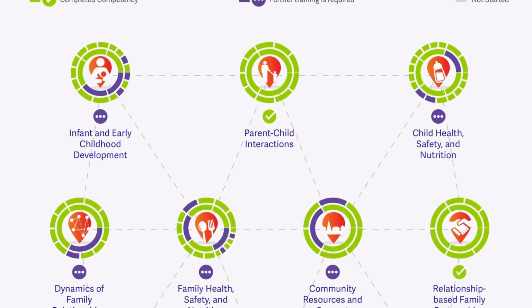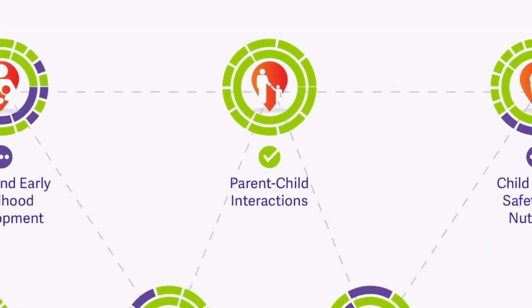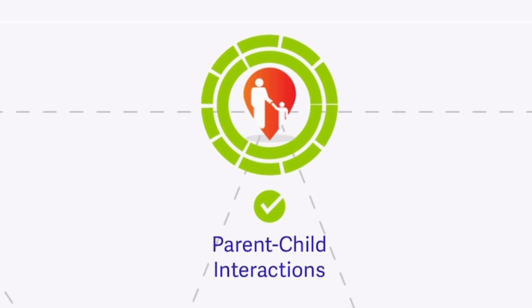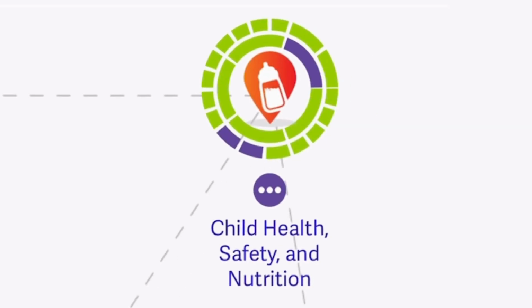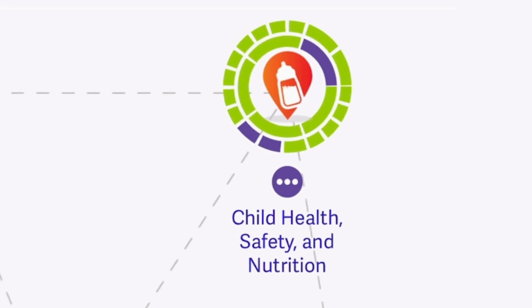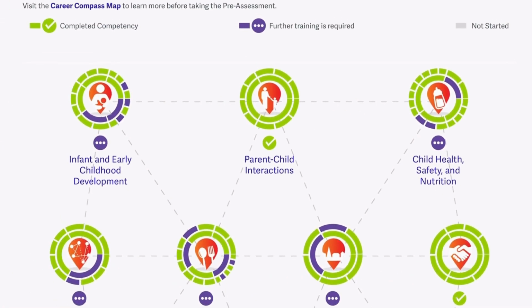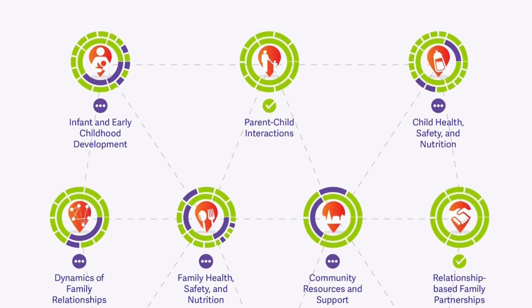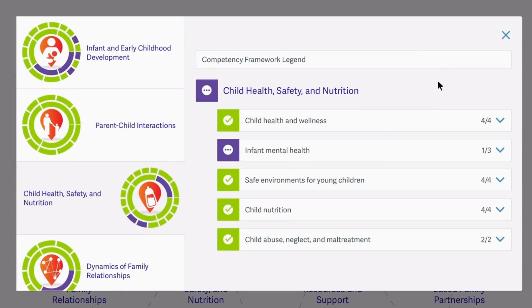Once you have completed all of the required competencies for a specific domain, the circle will appear entirely green with a check mark underneath it. Incomplete competencies will have a purple ellipses icon underneath it. You should refer to the Career Compass often throughout your training to check your progress. In addition to checking your progress across all of the domains, you can also click on the domain icon individually to see where you need to complete further training in order to complete that domain.